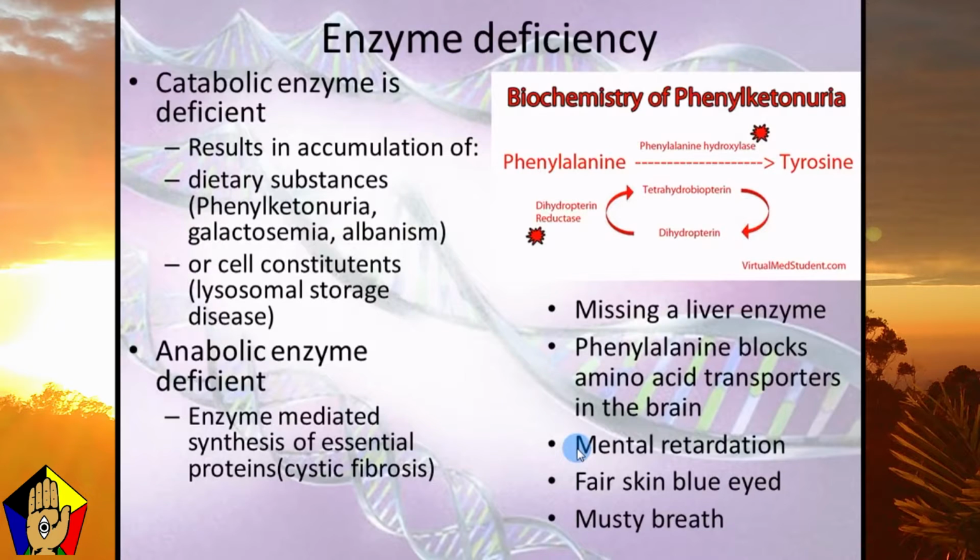Anabolic means they can't build up. Cystic fibrosis, and I'll show you this in a couple slides again. Cystic fibrosis, you make a transporter. This transporter enzyme is moving chloride, and they don't make it. So they can't make that. So let's talk about that next one.